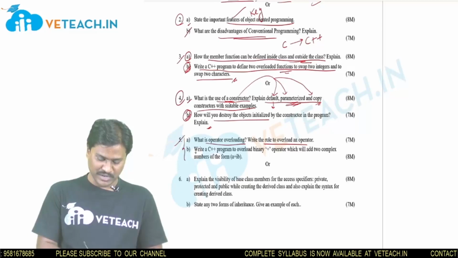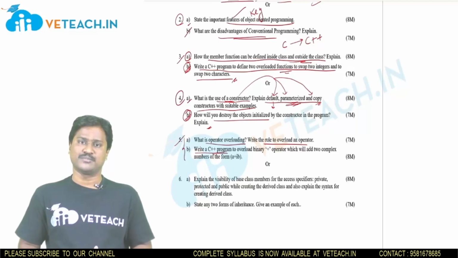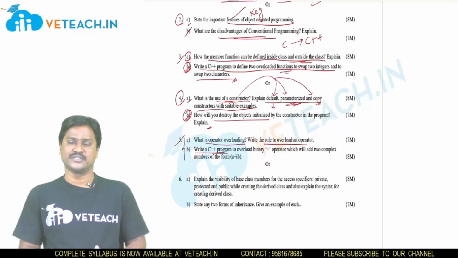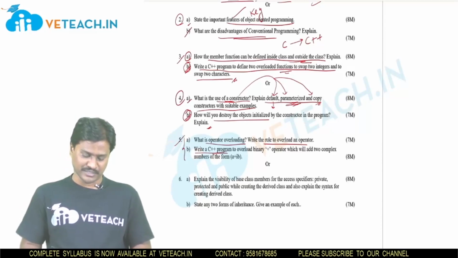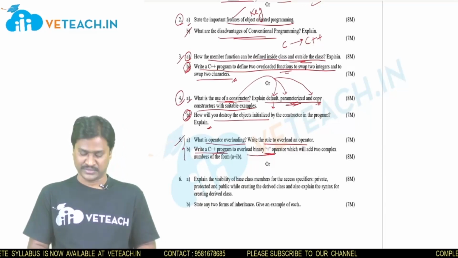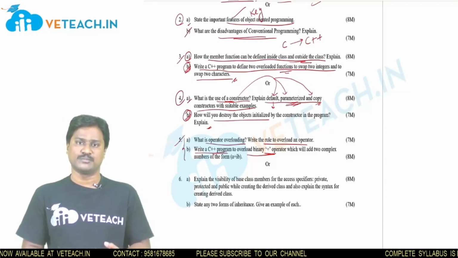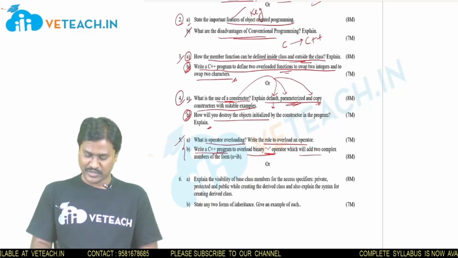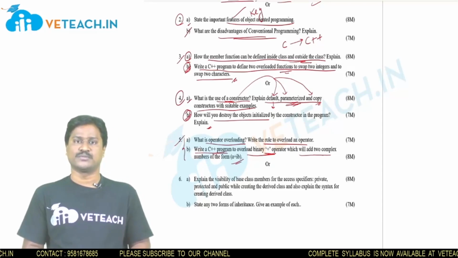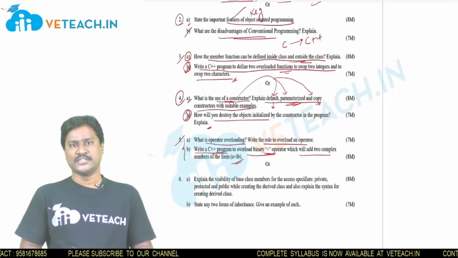Another important point: C++ is an object-oriented programming language, so sometimes in our examination a program may be asked like this: write a C++ program to overload a binary operator. A binary operator, such as plus, expects two operands to perform the addition, and it will add two complex numbers of the form a plus ib. We take two complex numbers and perform the addition of the two complex numbers.